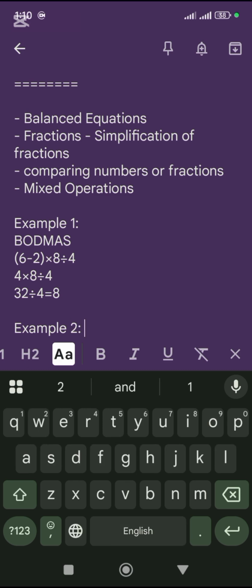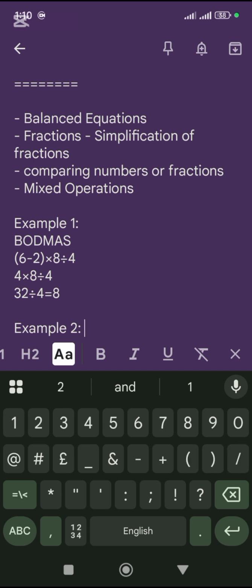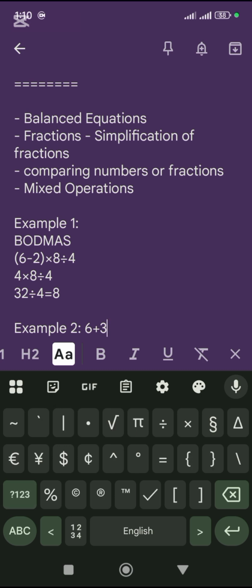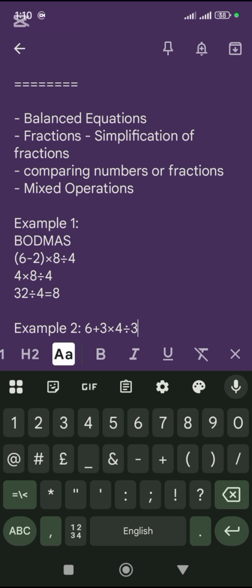Let's see example 2. Okay. Say we have 6 plus 3 times 4 divided by 3. 6 plus 3 times 4 divided by 3.